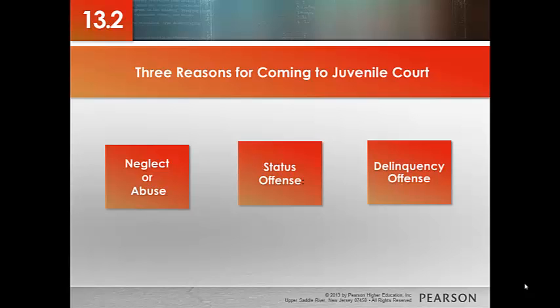Neglect or abuse, in which the juvenile is actually the victim of adult neglect or abuse. Status offense, which is misbehavior that is considered wrong only because society does not consider the juvenile old enough for such activity. And delinquency offense, which is an act that would be criminal had it been done by an adult.